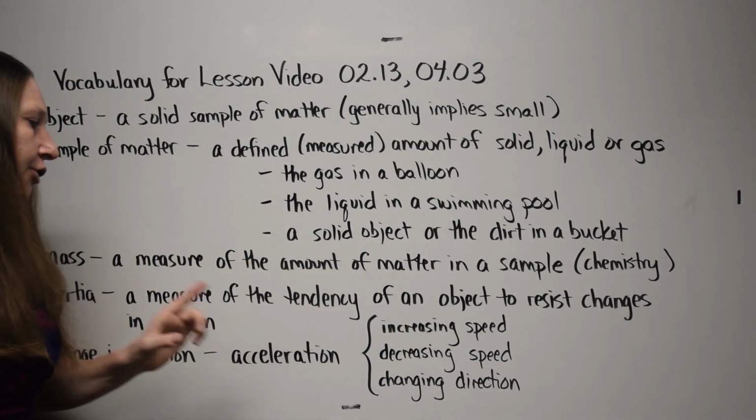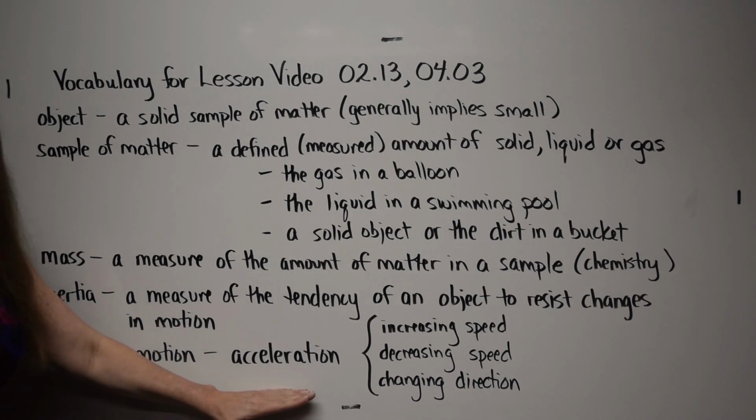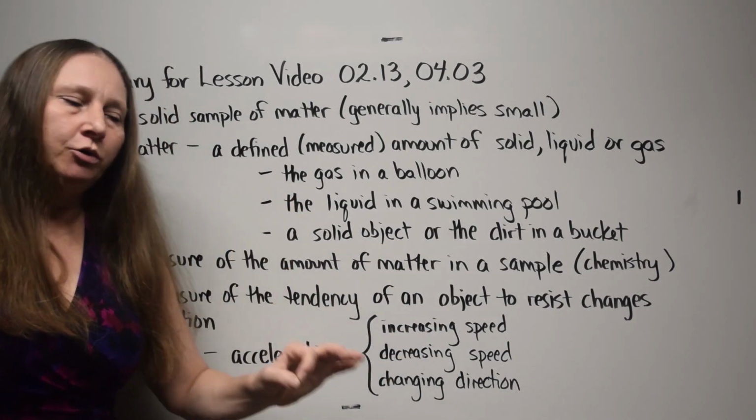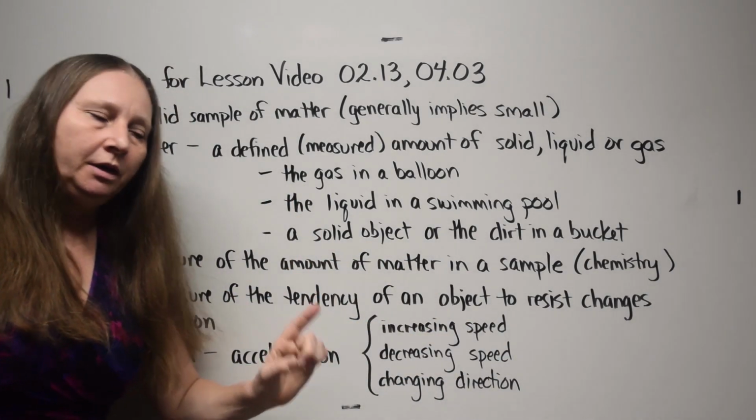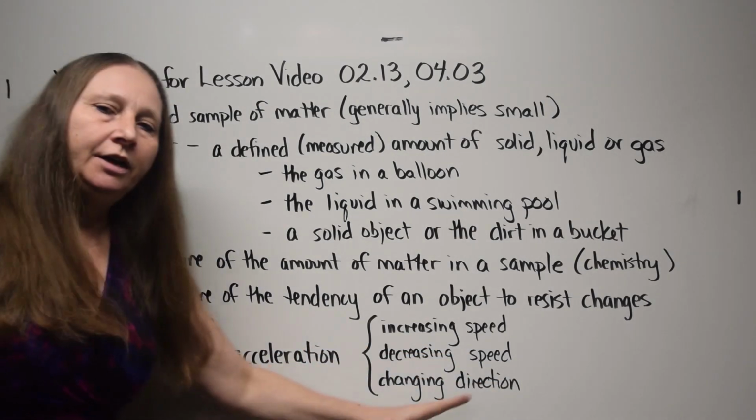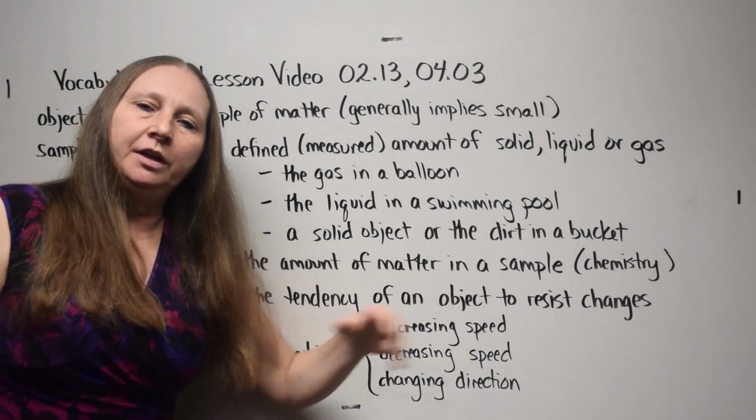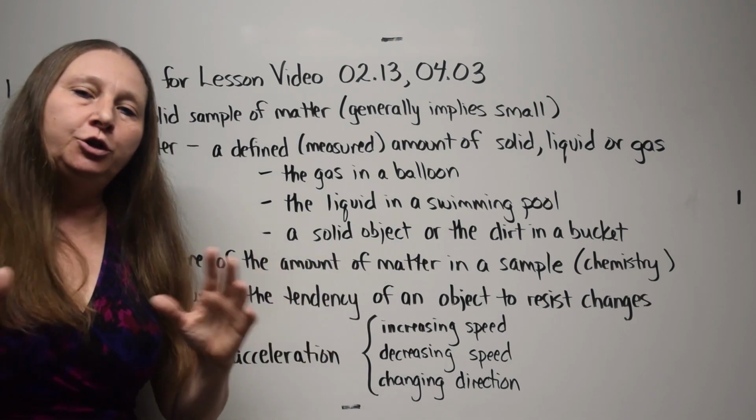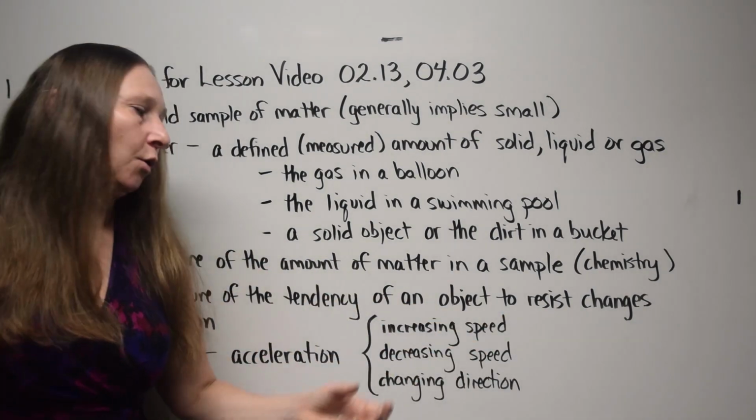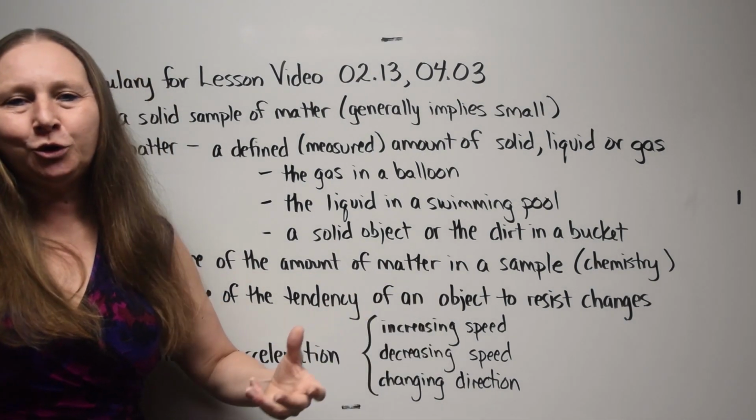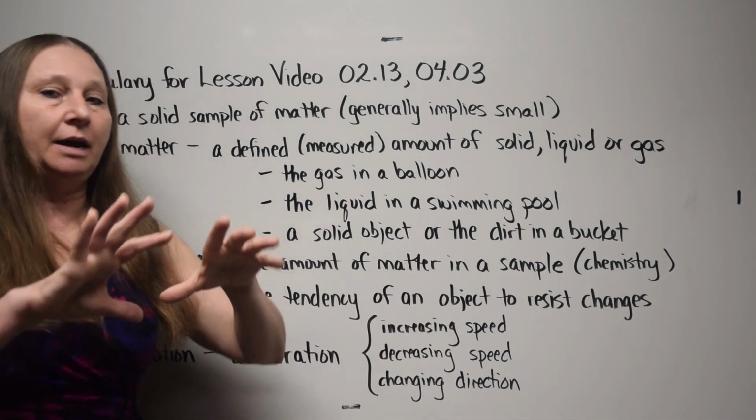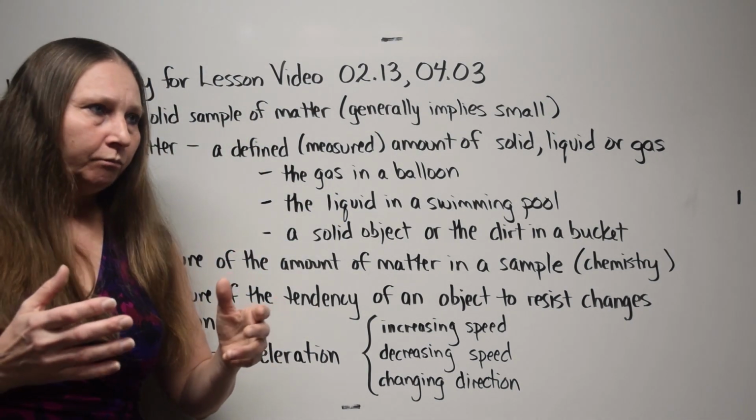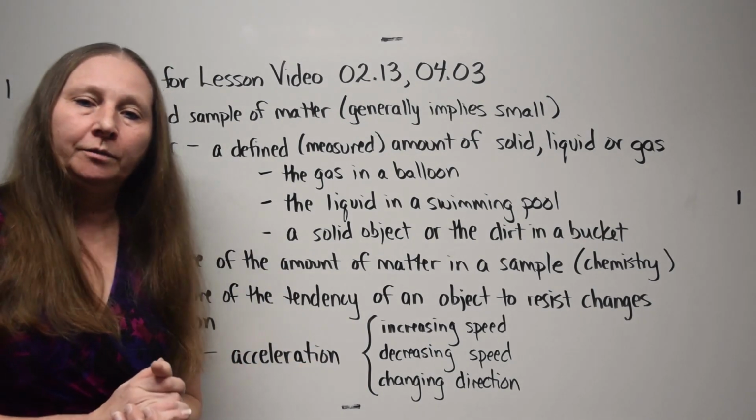Now, what do we mean by changes in motion? We mean acceleration. And there are 3 ways that you can accelerate. How can you change the motion of an object? You can either increase its speed, decrease its speed, or change its direction. And again, in this video, I will use the term object versus sample of matter somewhat interchangeably, because anything that we say in this video about an object would also apply to a sample of matter. For example, like we said, a quantity of air in the sky, or a cloud, which is droplets of liquid water.